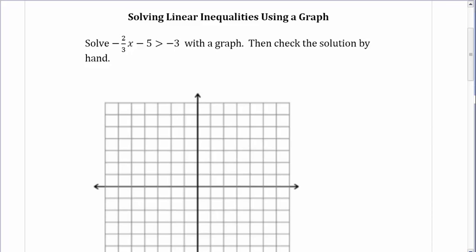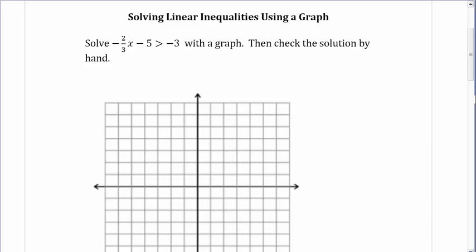This video is going to show you how to use graphs to solve linear inequalities. So this first inequality is negative 2/3 x minus 5 is greater than negative 3, and we want to solve that with a graph. Hopefully you've already learned how to solve it by hand, and we'll review that in a little bit, but right now I'm just trying to emphasize how to solve it with a graph.